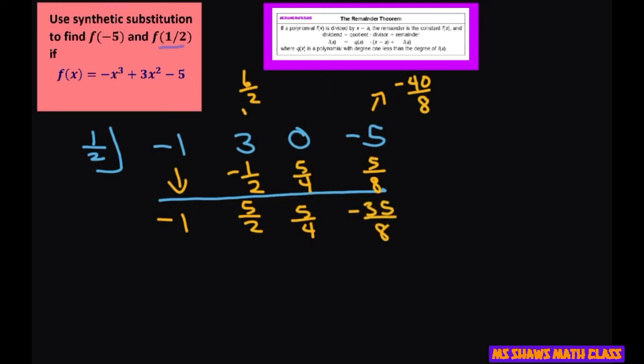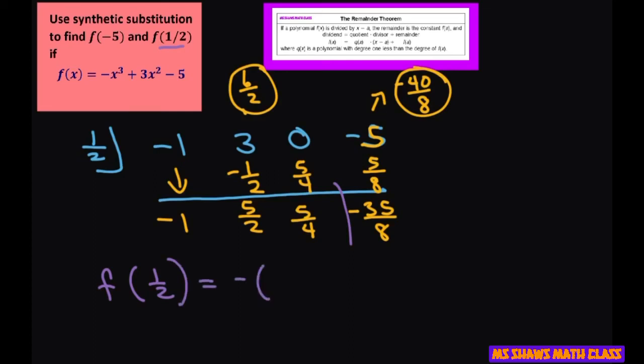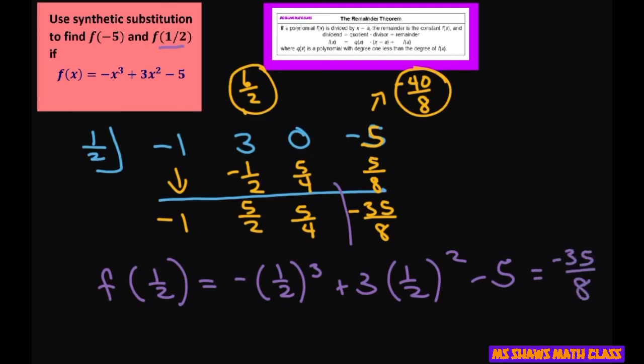So I just mentally change this to fraction form when I'm doing these, especially when they're not so nice, like this one. And again, what this means is if I do f of 1/2 and plug it into my original equation with substitution, I will get negative. Let me write this down. I can't do two things at once. All right. I will get -35 divided by 8, which is your remainder. And that's it.